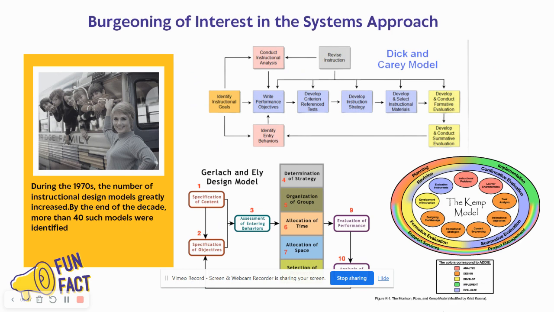We have the Dick and Carey model, we have the Gerlach and Ely design model, and we have the Kemp model that's based on the ADDIE model. And the ADDIE model is super important because that is what we still use today, more worldwide, to kind of gather everybody together. Most of them either kind of play off 9 stages, and that's kind of like the key number when you talk about instructional design systems.